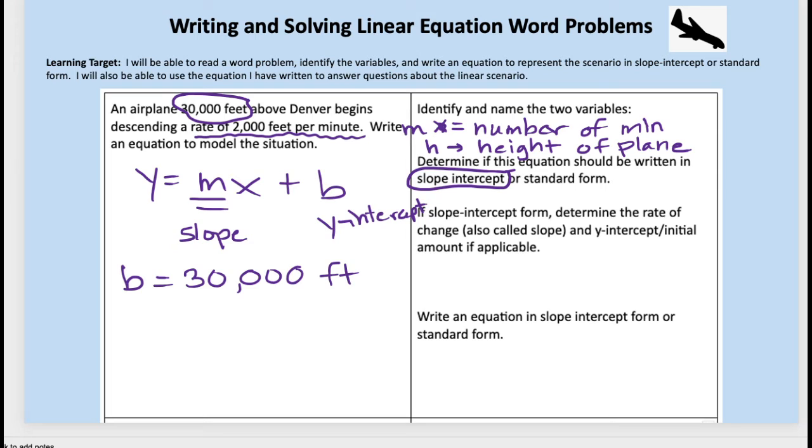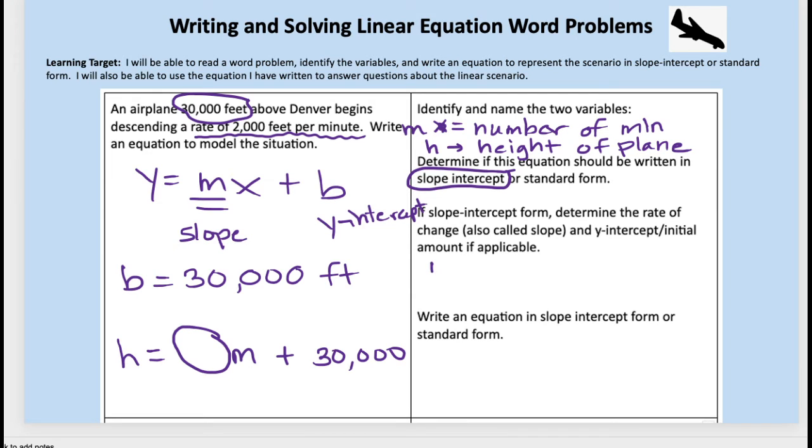So when I'm writing the equation, that plus value is going to be 30,000. The next thing I need to figure out, and since I used m and h, I'm going to write it as h equals something times m. And this number that I'm going to multiply by m is my rate of change. How many feet is this airplane descending per minute? And again, that word descending means that it's going down. So the height is actually going to be decreasing.